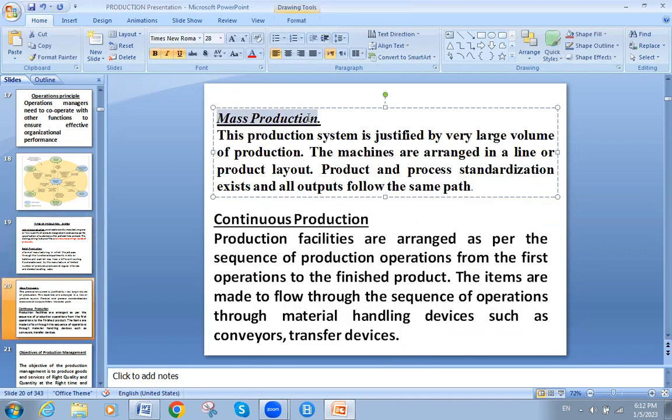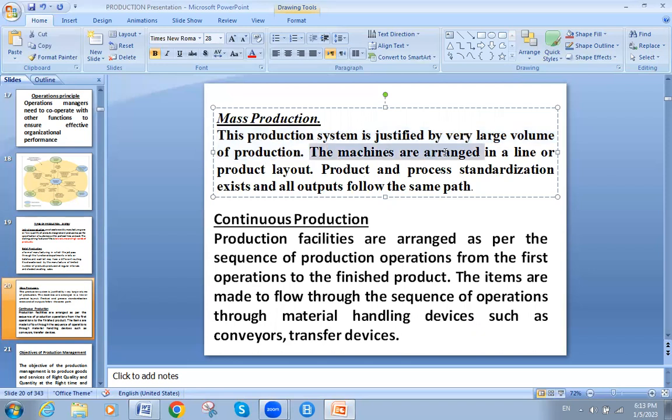Here, the third type, which is mass production. What about mass production? This production system is justified by a very large volume of production. If you press the machine in the factory, it will produce hundreds or thousands or millions of similar units, with exactly the same specifications. No change.